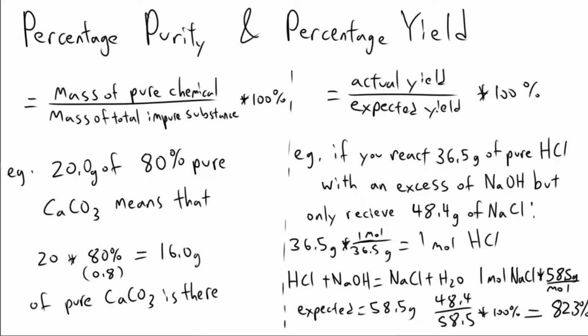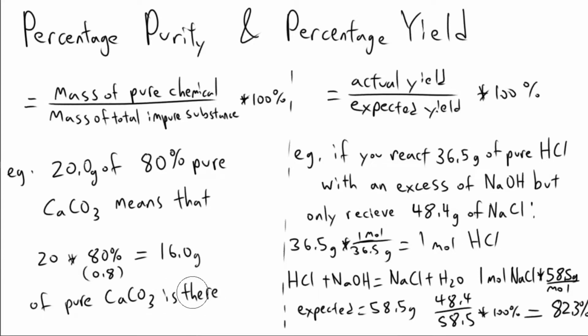For percentage purity, you're looking for what fraction of some impure substance you have that is the pure chemical you want. So, for example, if you have 20 grams of 80% pure calcium carbonate, that means that after doing some algebra, you'll find that you only have 16 grams of pure calcium carbonate.